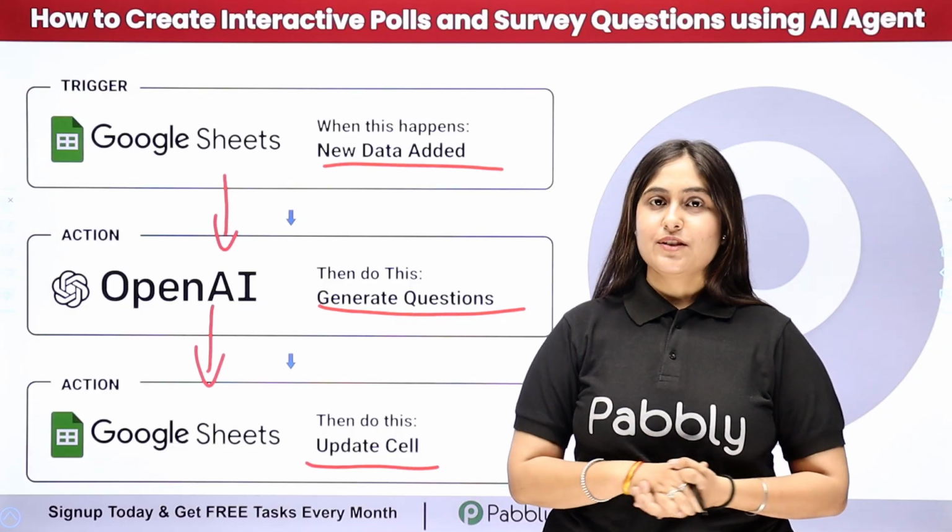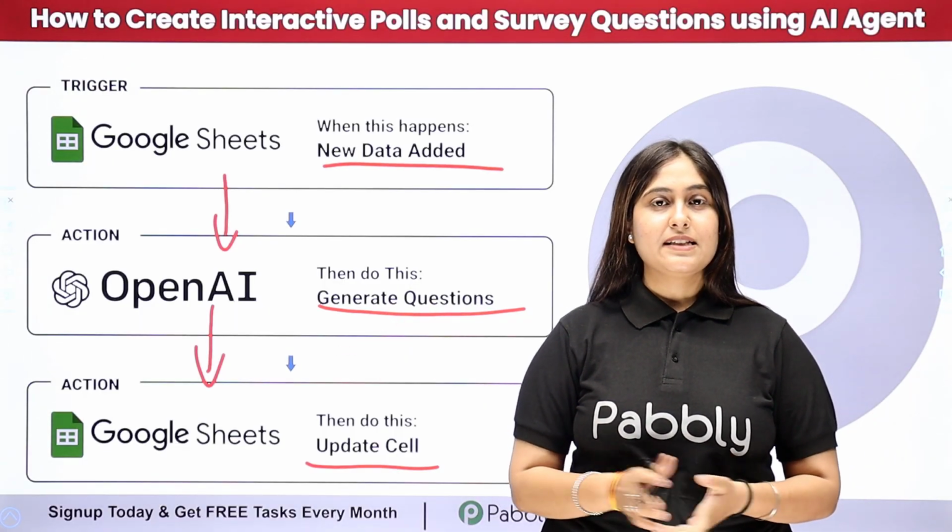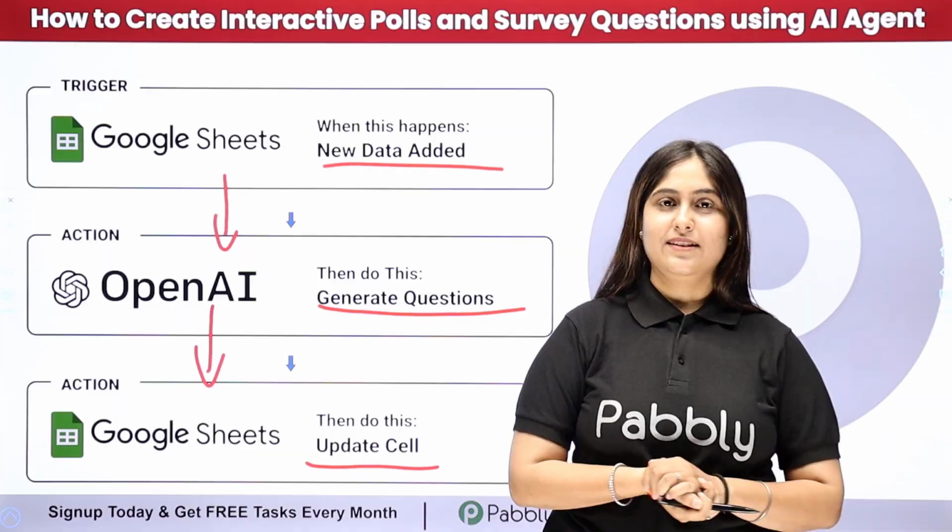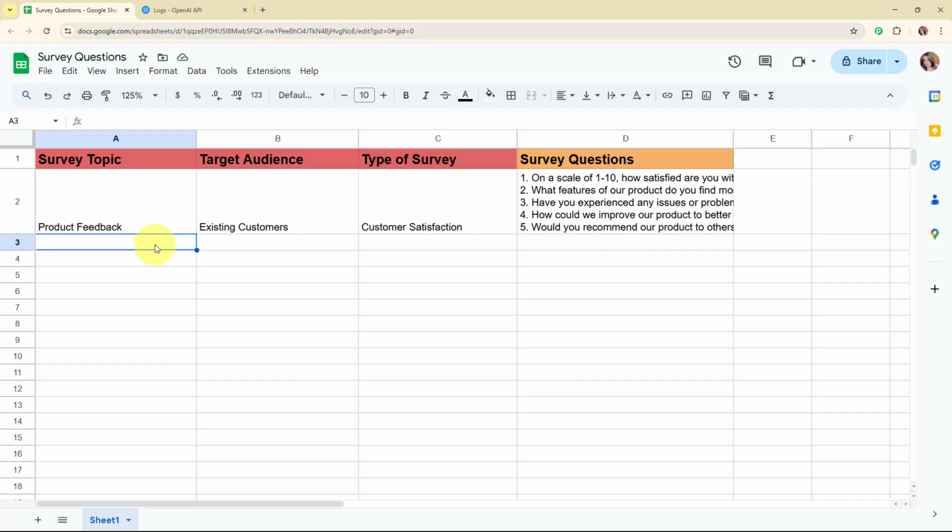So to see the working of this automation and to learn this process step by step, let me take you to my screen. Welcome to my screen. In this video, I'll show you how to use an AI agent to quickly generate engaging survey and poll questions for your business. It's a smart way to save time and collect meaningful feedback.